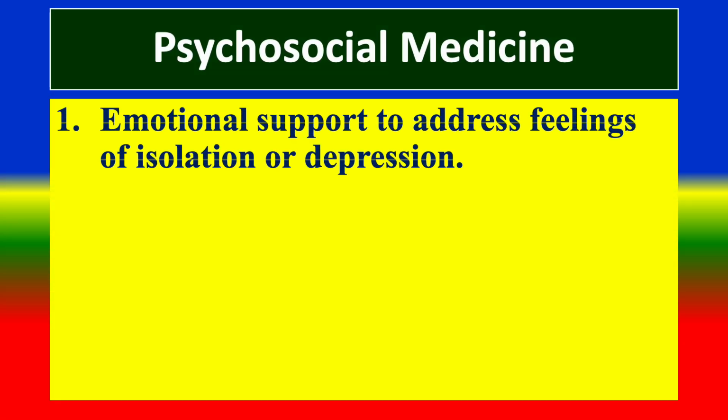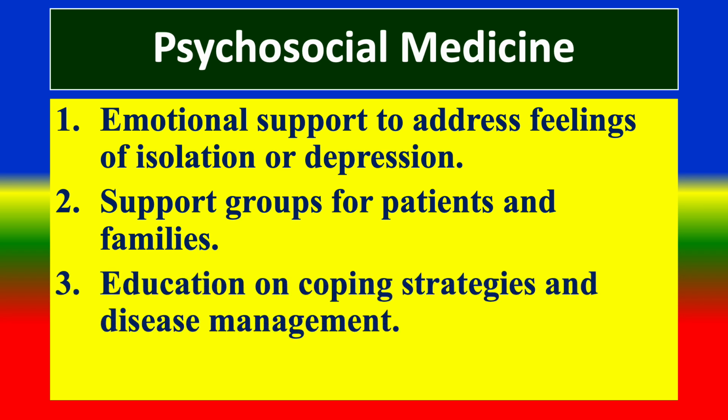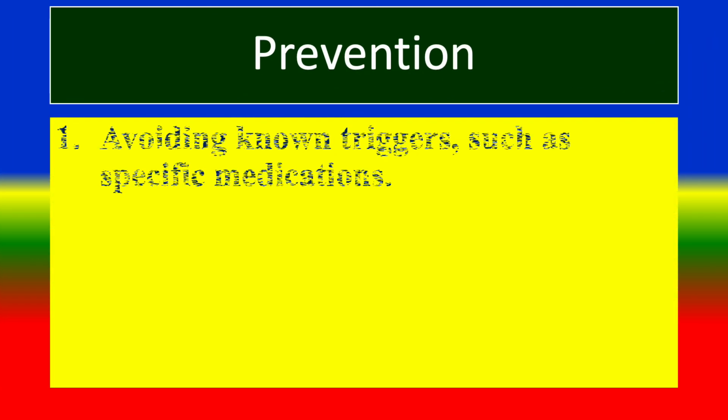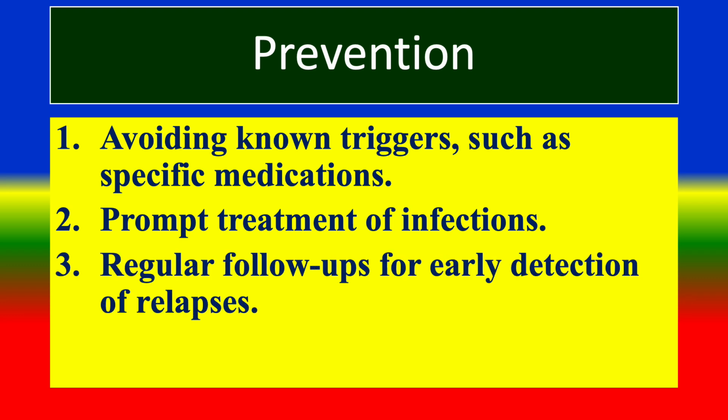Psychosocial support. 1. Emotional support to address feelings of isolation or depression. 2. Support groups for patients and families. 3. Education on coping strategies and disease management. Prevention. 1. Avoiding known triggers such as specific medications. 2. Prompt treatment of infections. 3. Regular follow-ups for early detection of relapses.